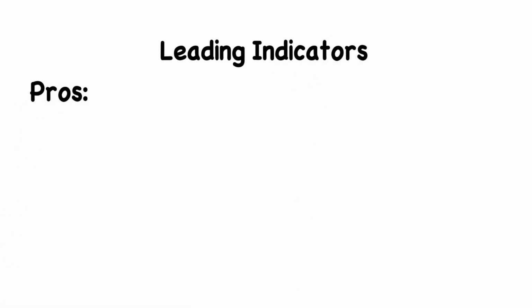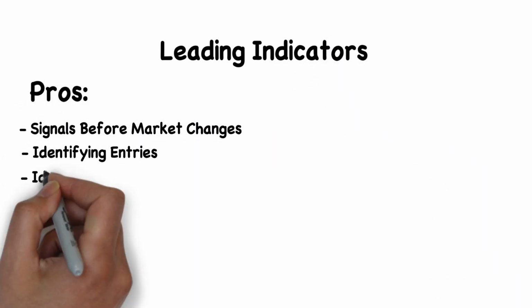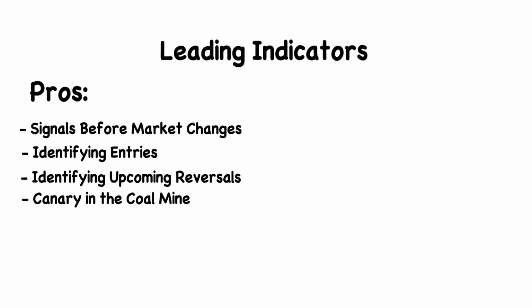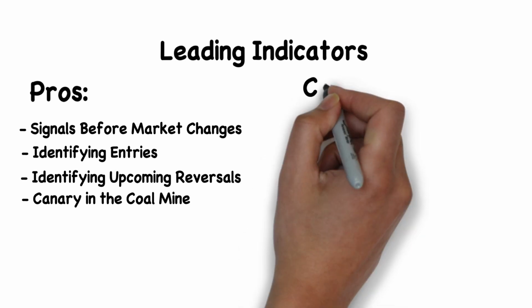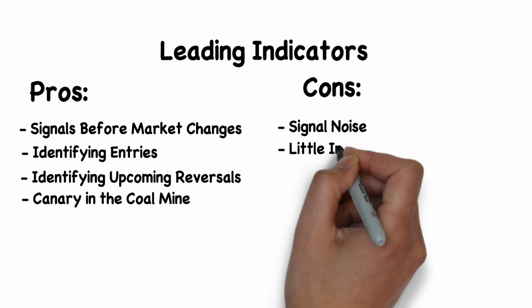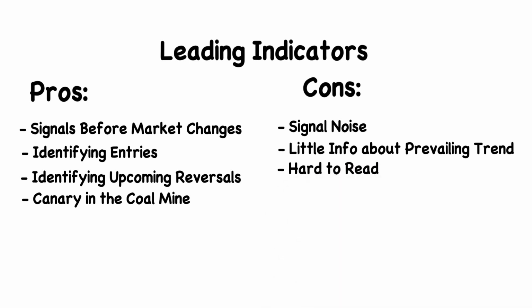Leading indicators, the pros are they signal before market trends most of the time. They're great at identifying entries, great at identifying upcoming reversals, and they can be the canary in the coal mine to your entire strategy. The cons are there's a lot of signal noise, a lot of nonsense, very little info about prevailing trends, and they're hard to read.